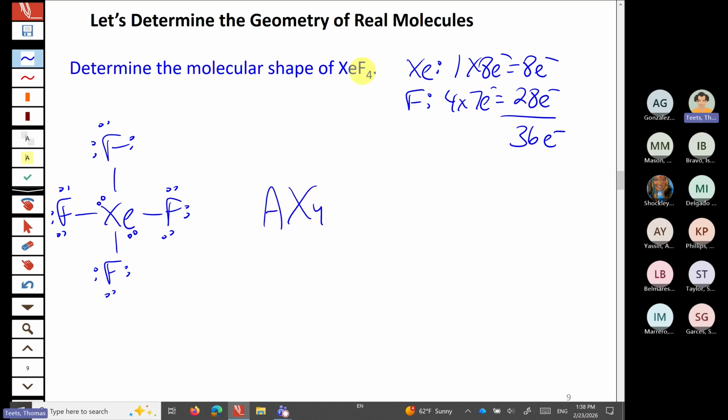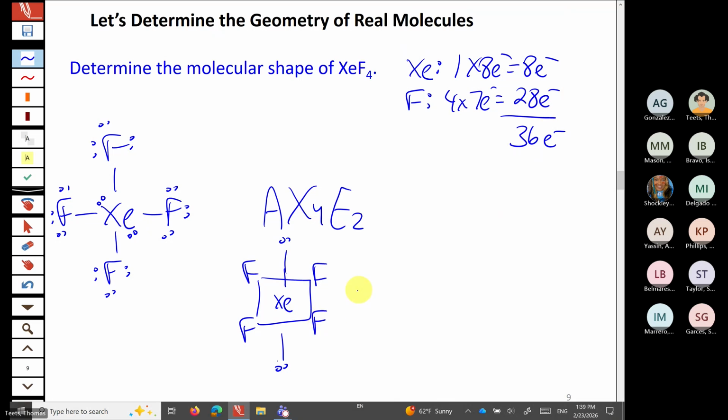And the X4 part comes from the formula, but we had to draw the Lewis structure to figure out the E2 part of that. 6 total electron groups, so they're going to go octahedral. And then 2 of those are lone pairs, as we just talked about as the last example. They have to go 180 degrees apart. Oh, sorry, the rest of those are all fluorines. We're getting too crazy with lone pairs here, sorry. The rest of those are all fluorines. And as I said, we call that square planar.